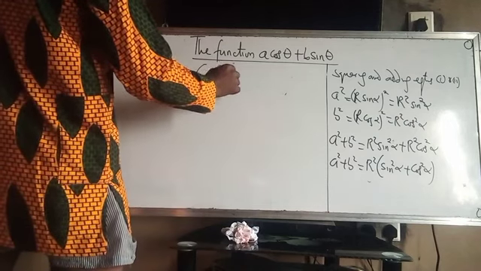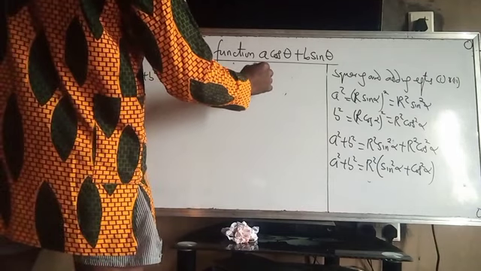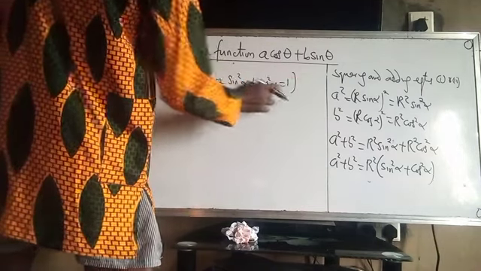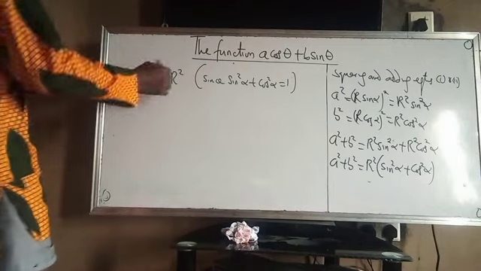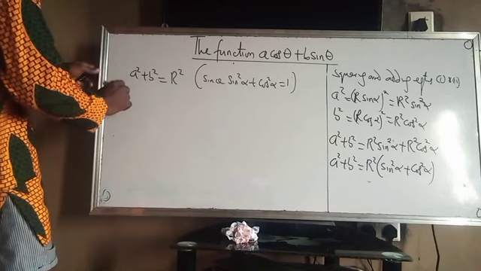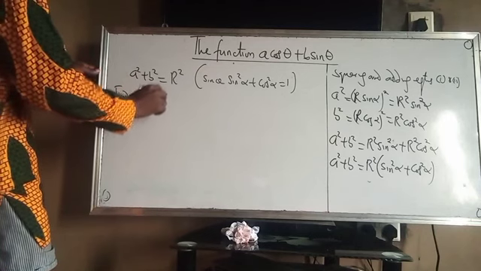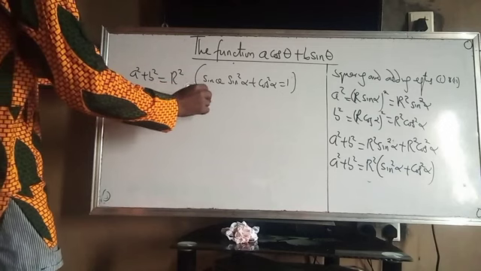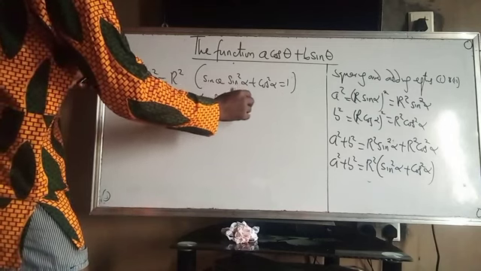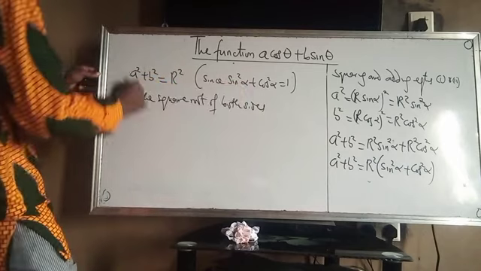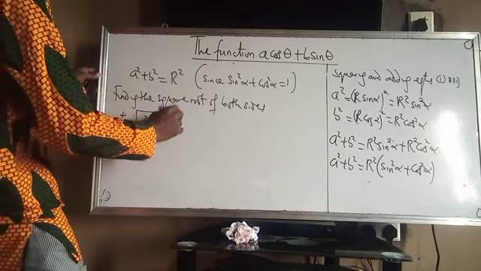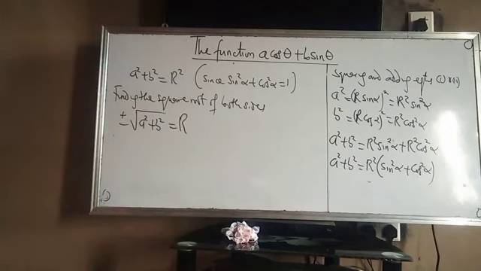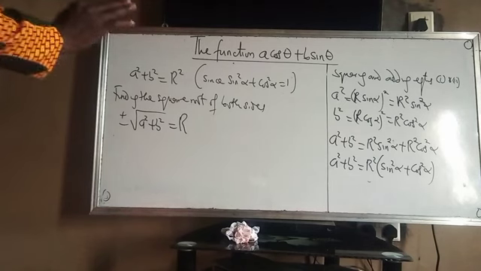Since sine squared alpha plus cos squared alpha is equal to 1, with that now, how do we get our r? We find the square root of both sides. So we have plus or minus the square root of a squared plus b squared is equal to r. So our r is now the square root of a squared plus b squared. That solves the value of our r.